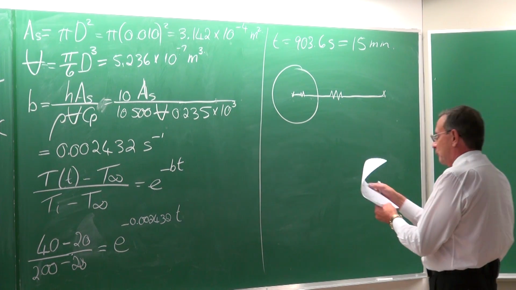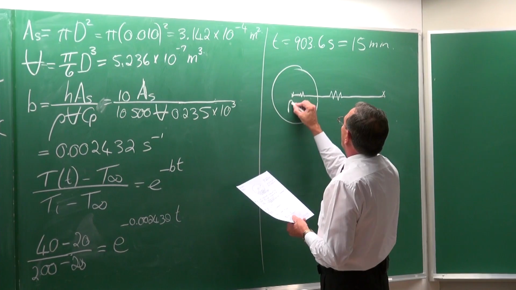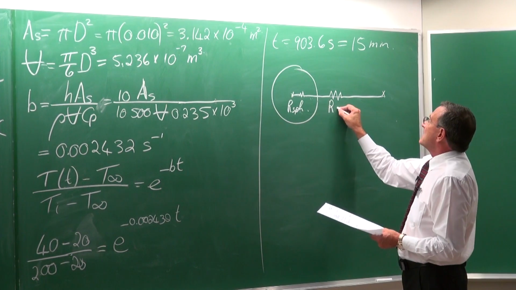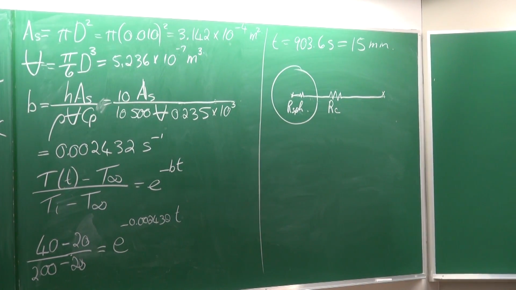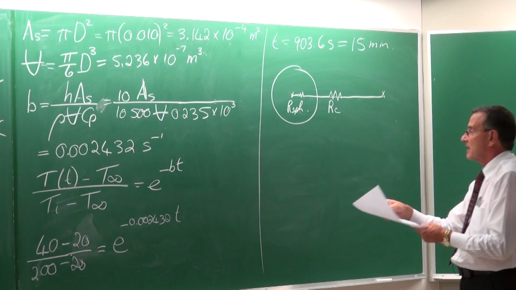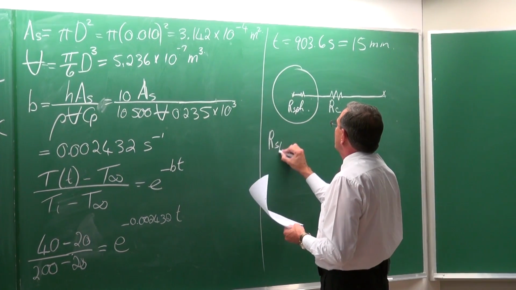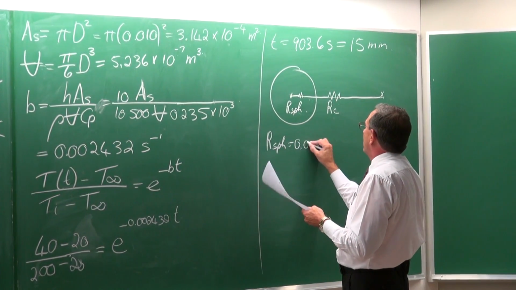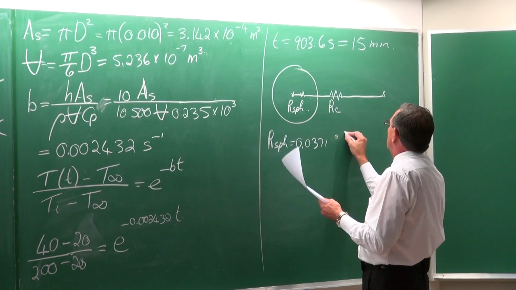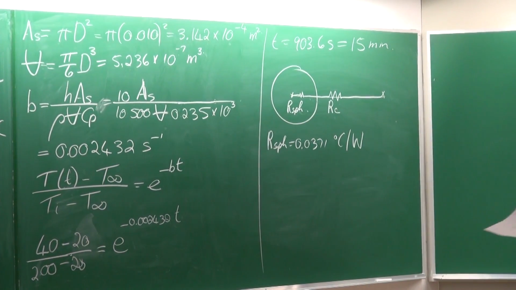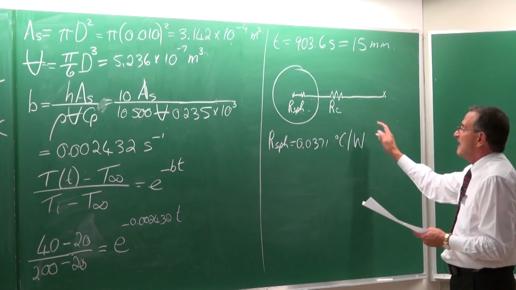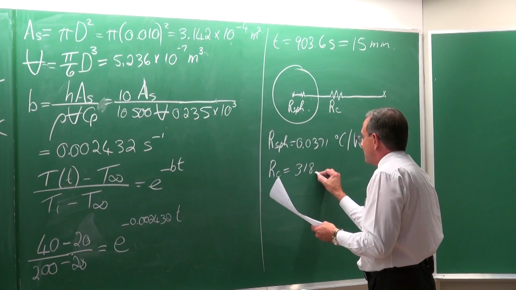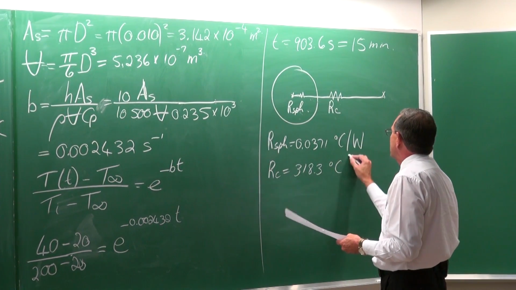So, if we would now go and look, what is the resistance of that sphere in comparison with the resistance of convection heat transfer? I see we are running out of time, but you can go and calculate that the resistance for a sphere is equal to 0.0371 degrees Celsius per watt. If you go and calculate the resistance for the convection heat transfer, it is 318.3 degrees C per watt.